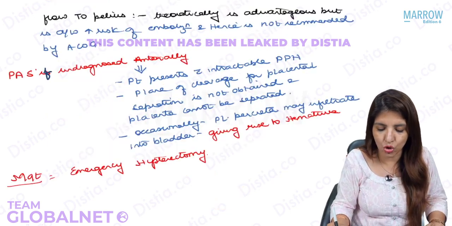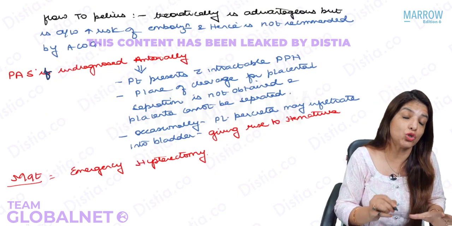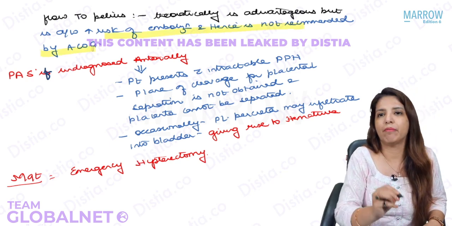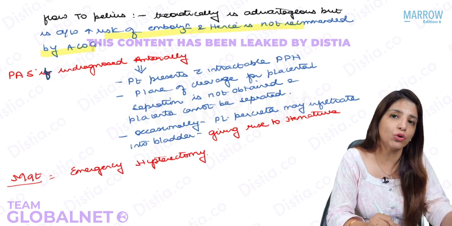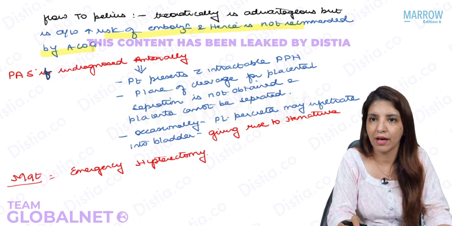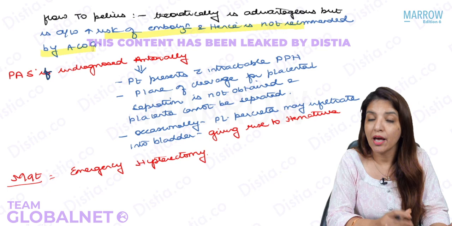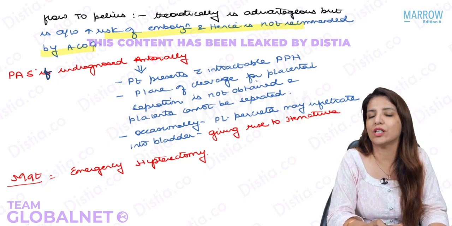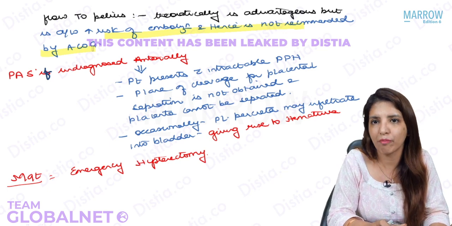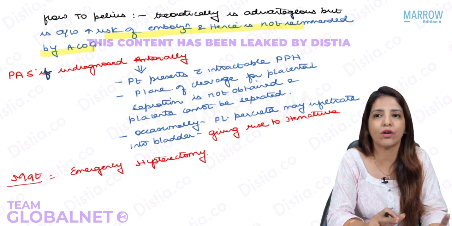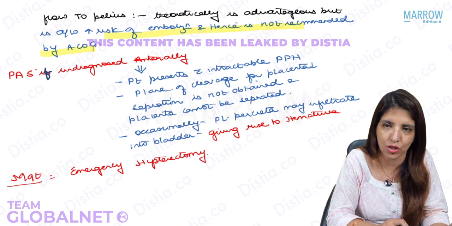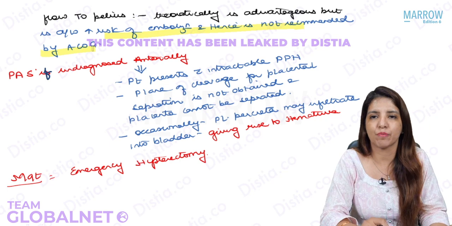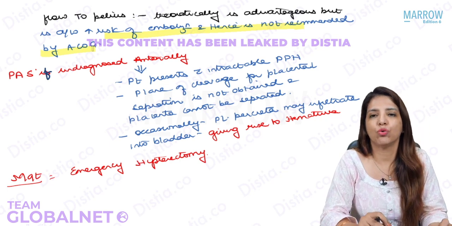But then this is not recommended, because it leads to increased chances of embolization, and so it is not recommended by ACOG. ACOG says if you want to do a ureteric catheterization, that's okay. We are not saying that you shouldn't do it. But arterial catheterization has a very big disadvantage that it can lead to increased chances of embolization. So ACOG does not recommend arterial catheterization. Right? So this is how you have to manage a placenta accreta spectrum if it is diagnosed antenatally.